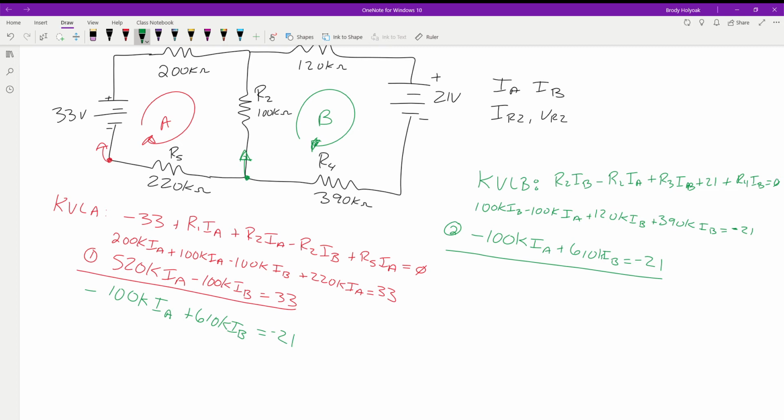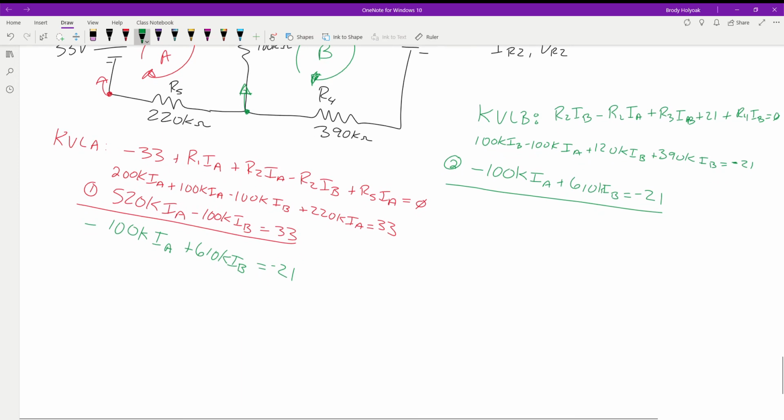And we can go a couple different directions. We can either get rid of our IAs or our IBs. Honestly, it doesn't matter which one we go through at this point. Get rid of A? Okay. So now as we look at our two equations, we have to get these to equal each other.